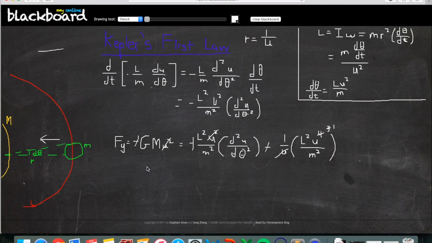What we have now is gm is equal to L squared over m squared. And now I'm just going to speed this up a little bit. We have an L squared over m squared in both terms, so we can just factor that out, multiplied by the second derivative of u with respect to d theta squared, plus u. Since we factored out the L squared over m squared, we have this plus u. Now this is going to take a familiar form.